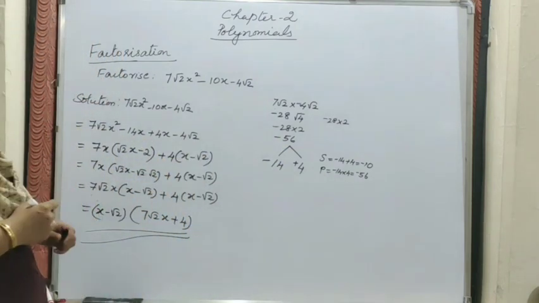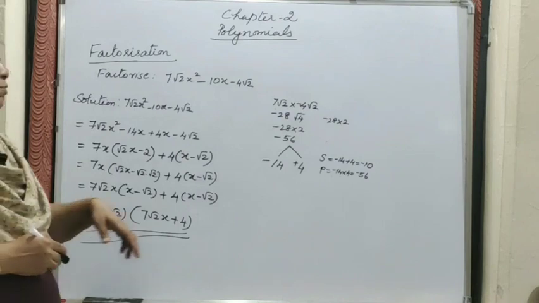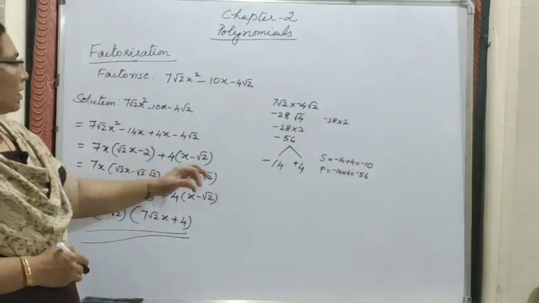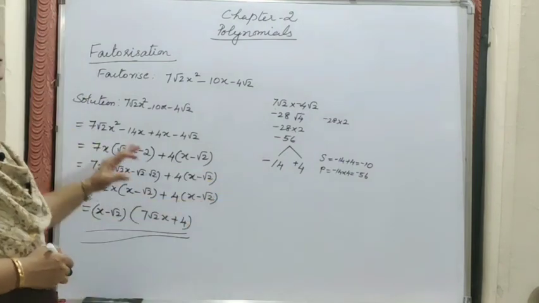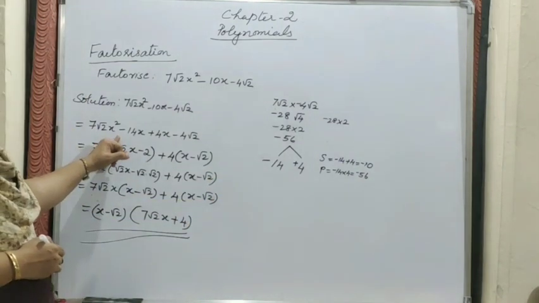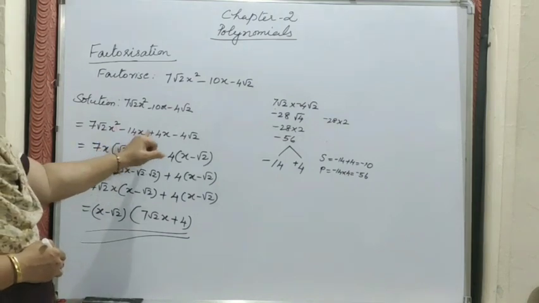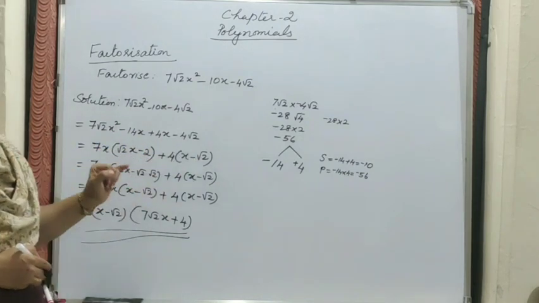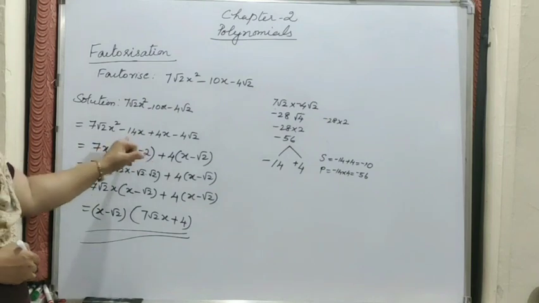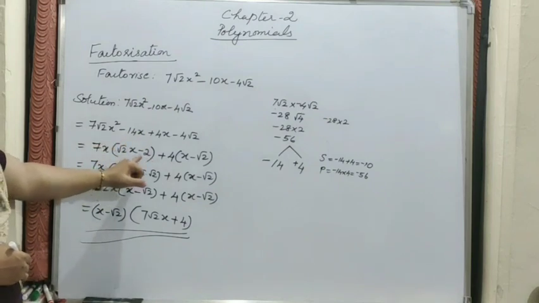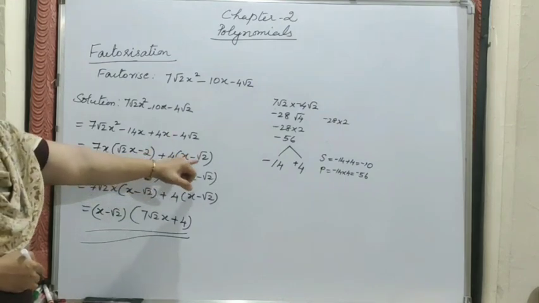Now we should identify the factors whose sum is minus 10 and product is minus 56. So the numbers are minus 14 and 4. Now after using this we are splitting the middle term. So 7 root 2 x square minus 14x plus 4x minus 4 root 2. Now we have taken only 7x as common. So what is remaining here? Root 2 x minus 2, plus 4 into x minus root 2.